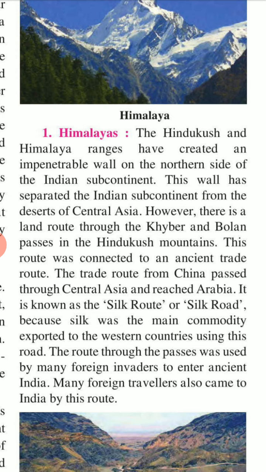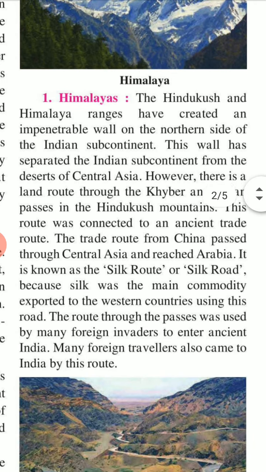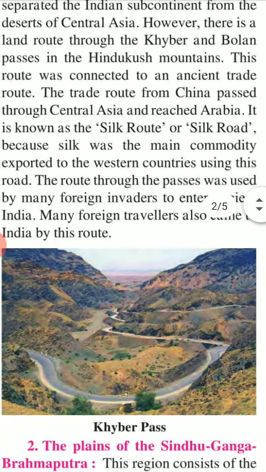The Hindukush and Himalaya ranges have created impenetrable walls on the northern side of the Indian subcontinent. This wall has separated the Indian subcontinent from the deserts of Central Asia. However, there is a light route through the Khyber and Bolan passes in the Hindukush mountains. This route was connected to an ancient trade route. The trade route from China passed through Central Asia and reached Arabia.